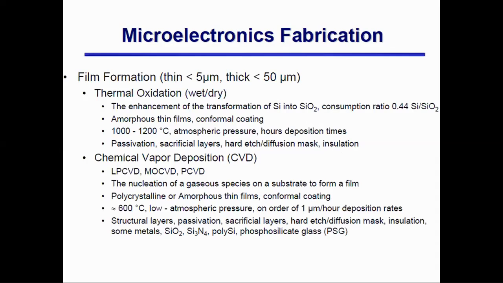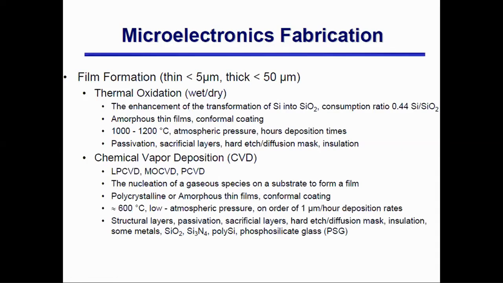Other techniques by which you could add layers are chemical vapor deposition, CVD. CVD stands for chemical vapor deposition. So a chemical process would take place on top of the silicon wafer, and a layer of material would be formed on the silicon wafer. In chemical vapor deposition, we have low pressure chemical vapor deposition, metal oxide chemical vapor deposition, and plasma enhanced chemical vapor deposition. So these different CVD processes are available.